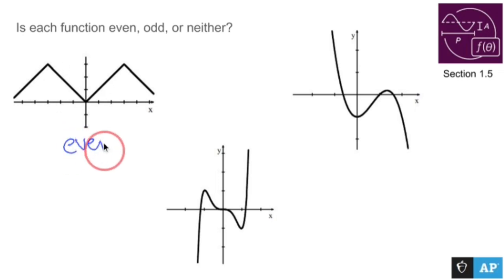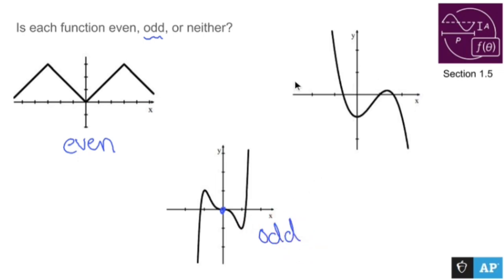You are even. An odd function is, can I take my picture and spin it upside down and get the same exact thing? When I take a look at this guy, although it's not so obvious, if I were to take this picture and spin it upside down, since it goes through (0, 0), I get the same exact thing. It appears that this one is odd.